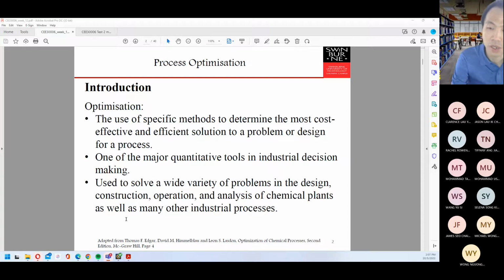Okay, so the book that we use in here is the second edition. I think now that David Himmelblau is already no longer with us. I think he has already passed away. And I think that Thomas Edgar and Leon Lasdon are probably already emeritus professors.